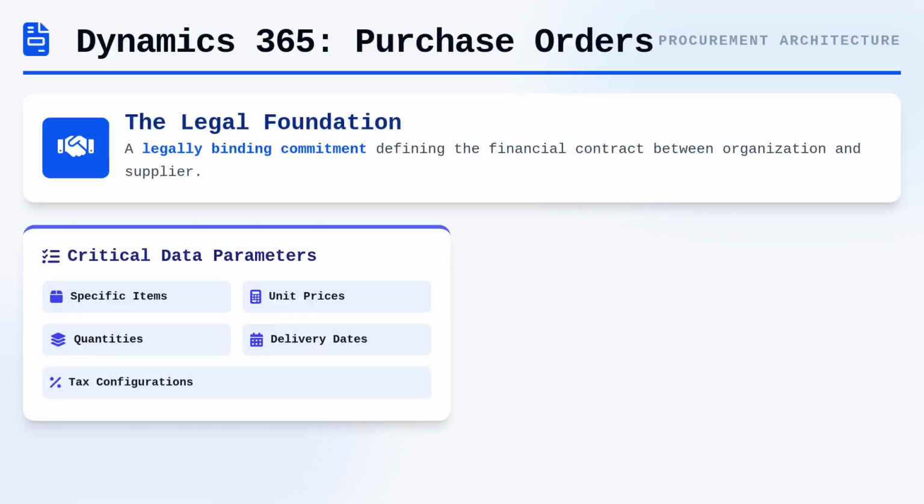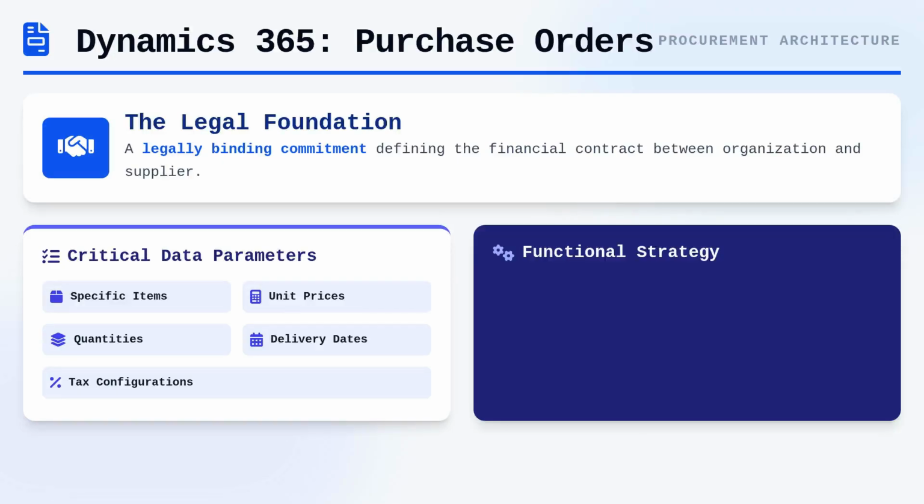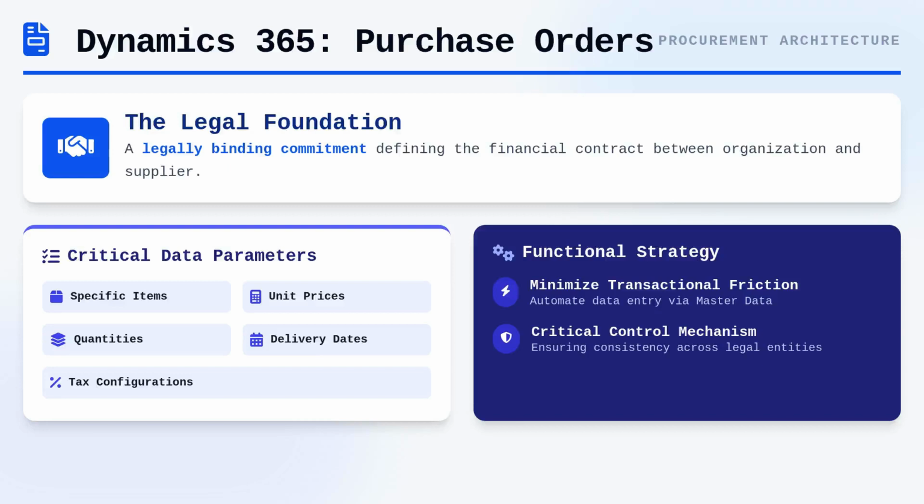From the perspective of a functional consultant, our primary goal is to minimize transactional friction by leveraging default order settings and vendor trade agreements to automate as much of this data entry as possible. By ensuring these defaults are tuned correctly, we prevent the user from needing to manually populate fields that should be derived directly from the master data. This automation not only increases efficiency, but acts as a critical control mechanism to ensure that the purchasing process remains consistent across the legal entity.